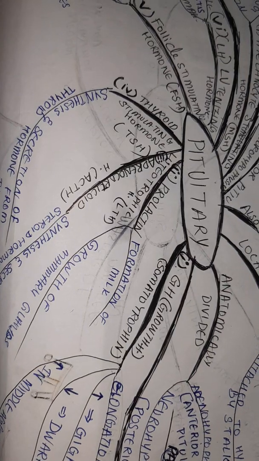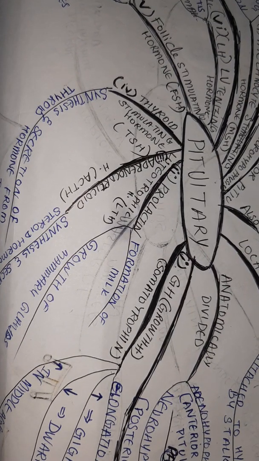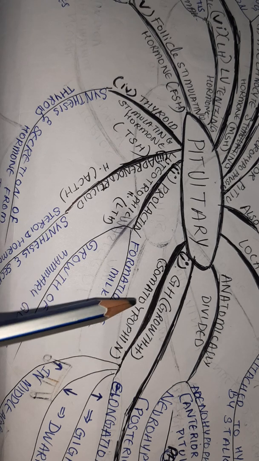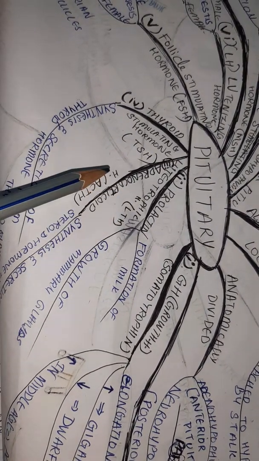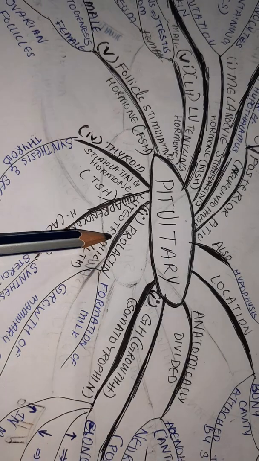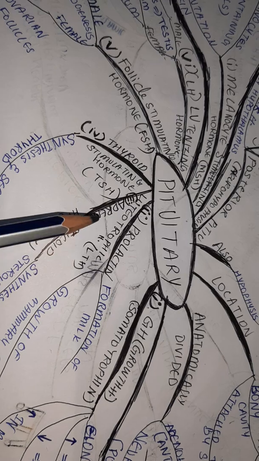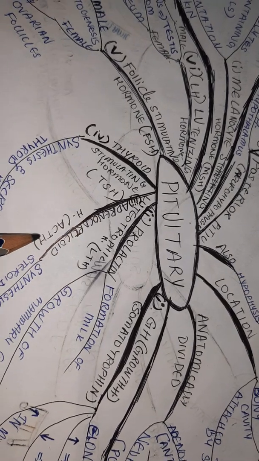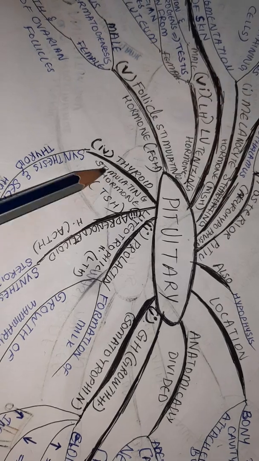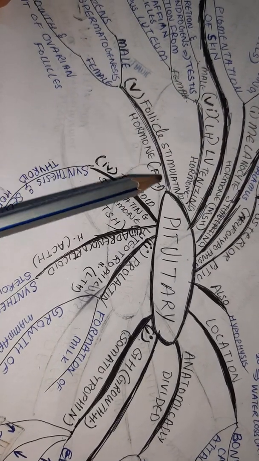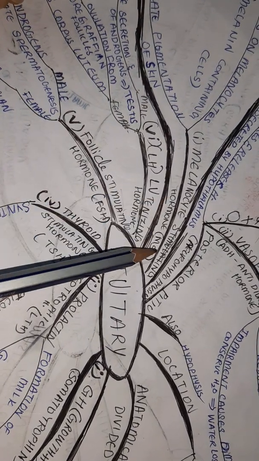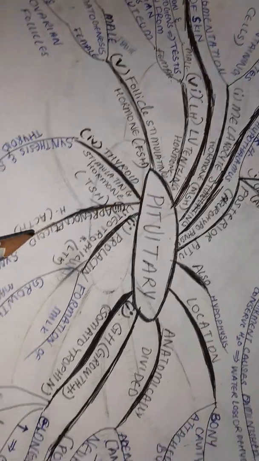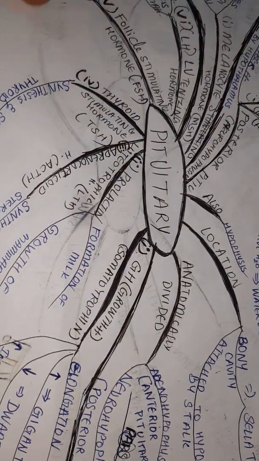Now, let's talk about the hormones released by the anterior pituitary. There are 7 hormones released by adenohypophysis, that is the anterior pituitary. Growth hormone or somatotrophin, prolactin or luteotrophic hormone. Then we have adrenocorticotropic hormone ACTH. Then we have TSH, thyroid stimulating hormone. We have FSH, follicle stimulating hormone. We have LH, luteinizing hormone. And we have melanocyte stimulating hormone MSH. Let's further discuss about these hormones.